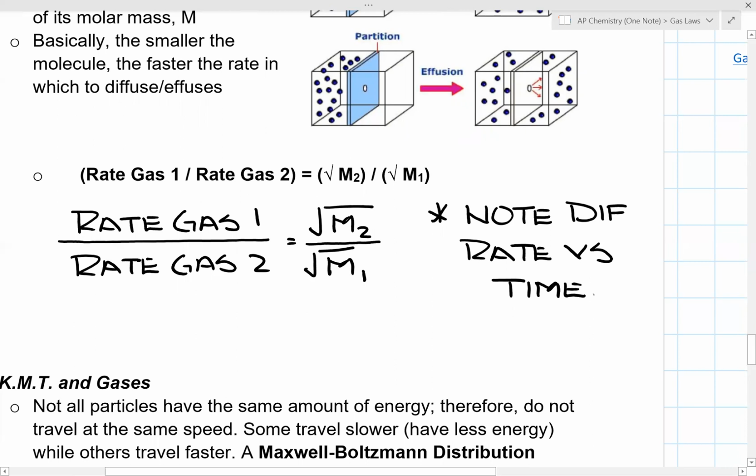So in this case, you can think of it like this. Rate and time are inversely related. As the time goes up, the rate is slower. If the time goes down, the rate is faster. You can think of it like this: the faster you get to a destination, the less time it takes, the faster your speed. Or the longer time it takes, the slower your speed.